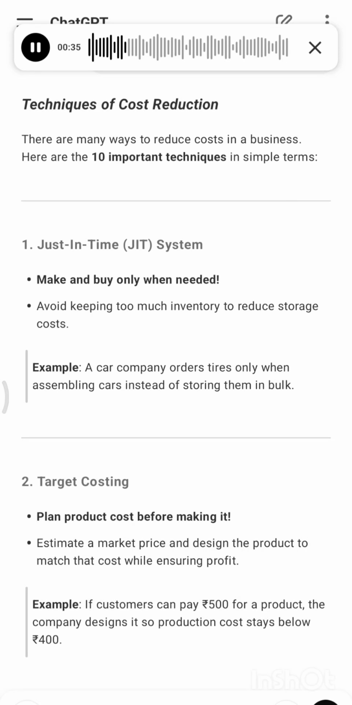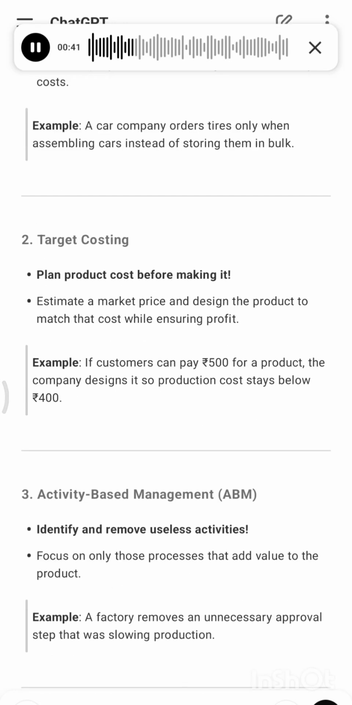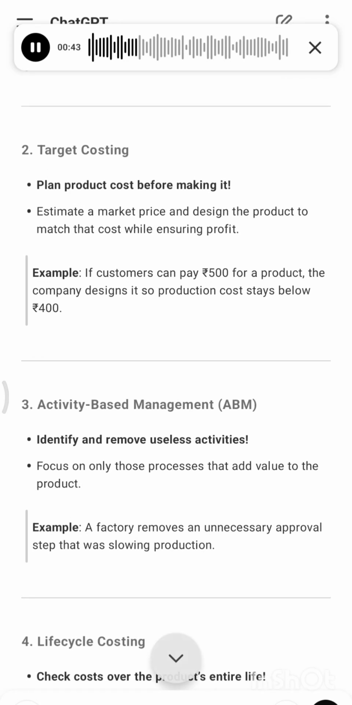Example: if customers can pay $500 for a product, the company designs it so production cost stays below $400. 3. Activity-based management (ABM). Identify and remove useless activities. Focus on only those processes that add value to the product. Example: a factory removes an unnecessary approval step that was slowing production.